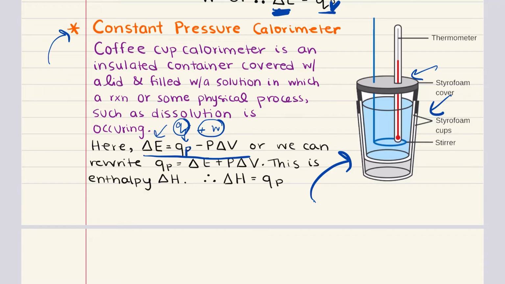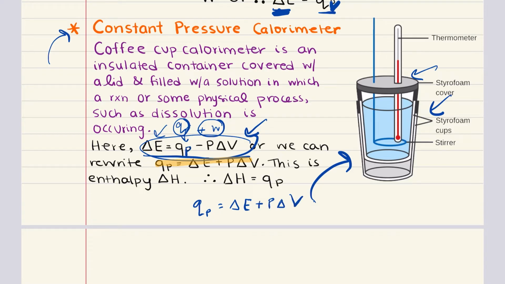Now, looking at this, we have our delta E is equal to Q, this is the heat added or removed at constant pressure, minus P delta V. P is the constant pressure. Delta V is the change in volume. Now, what we can do to this equation is rearrange it to solve for Q. When we do this, what we get is the following equation that you see here. QP is equal to delta E plus P delta V.